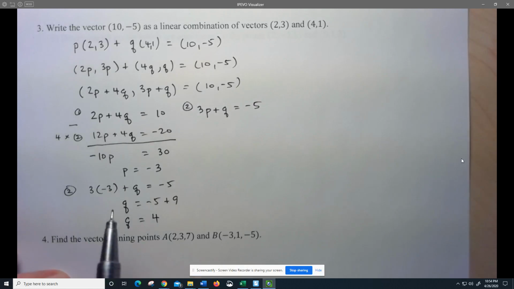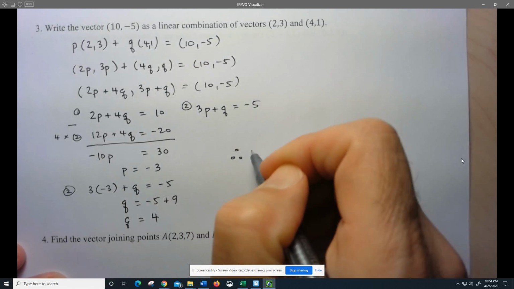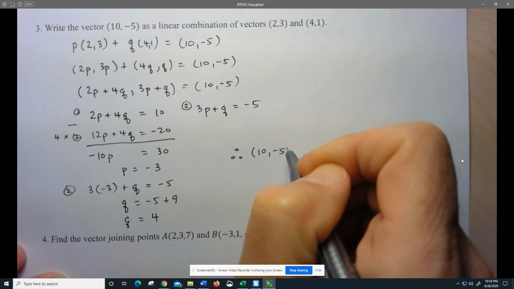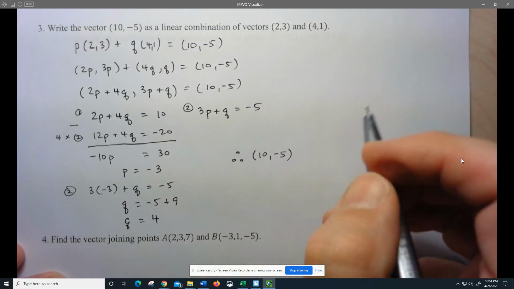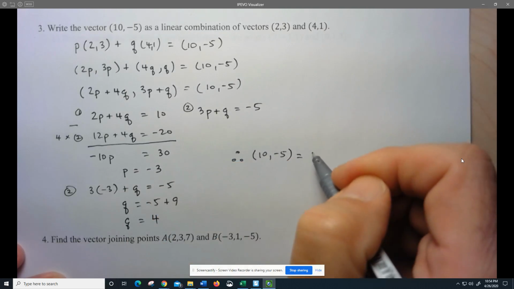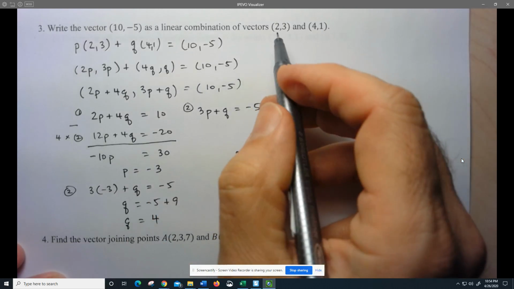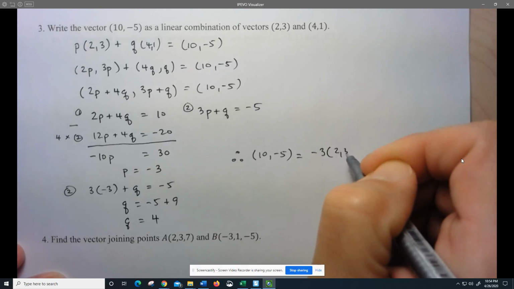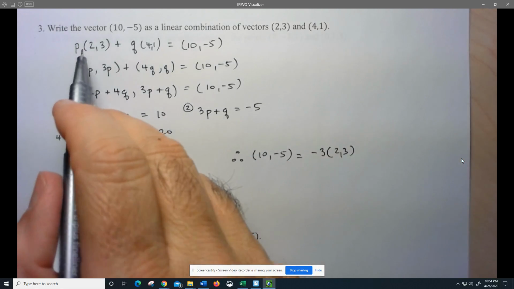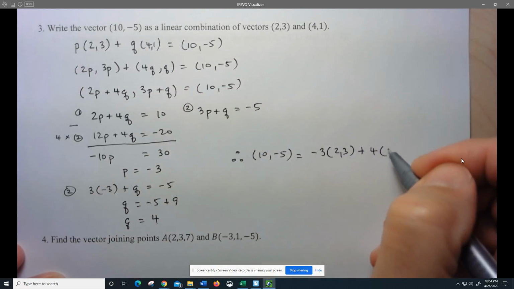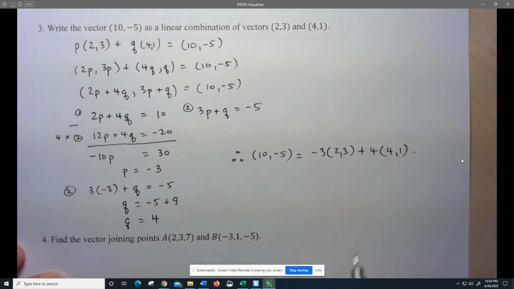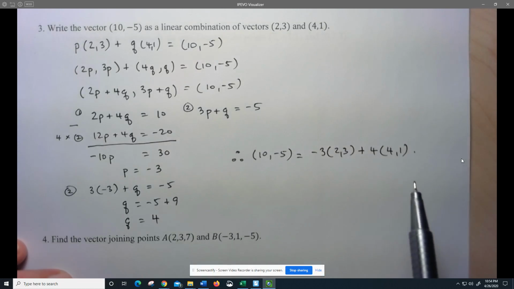So what does that tell me now? That tells me that my vector (10, -5) can be written as a linear combination of those other two vectors. It's going to be equal to -3 times vector (2, 3), because that's what I multiplied by p, and then plus 4 times vector (4, 1). And of course, as you can always do with a system of equations, just check your answer.